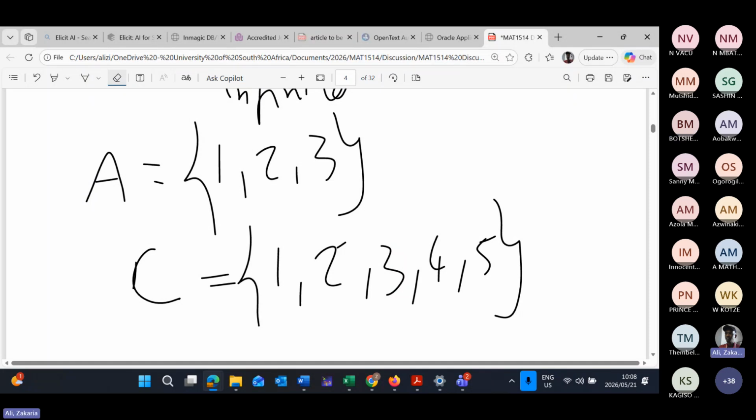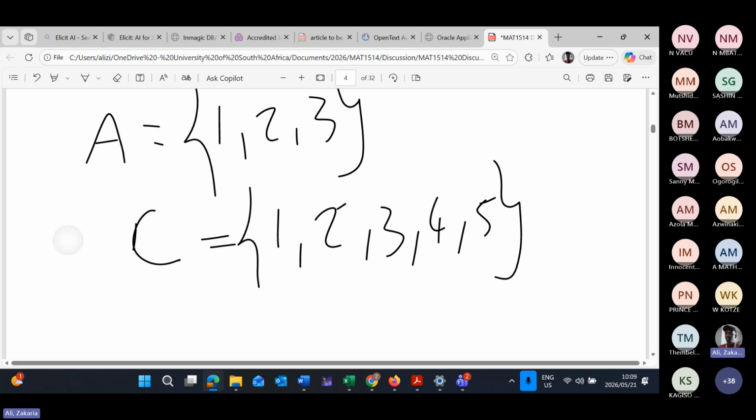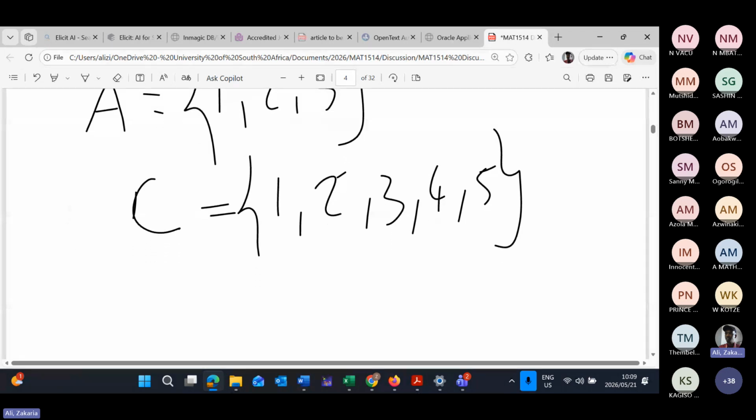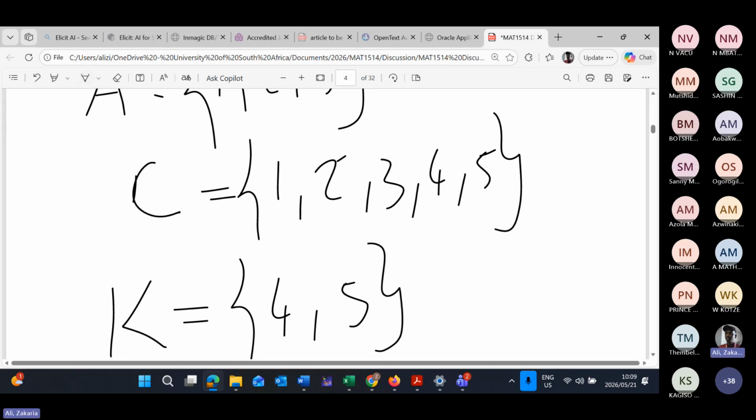Then when 4 and 5 are not in A, the question is how do we represent this mathematically? If I take the set containing only 4 and 5, I can define a new set, maybe K for Kotsia, by 4 and 5. So the relation between A, C, and K is the following.